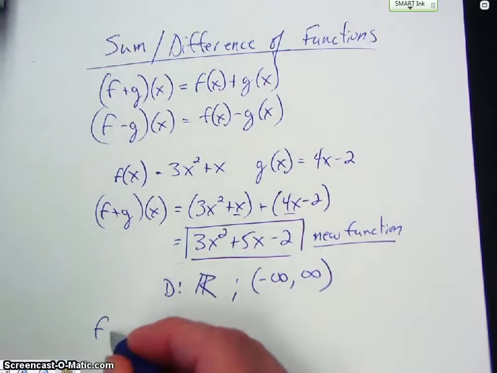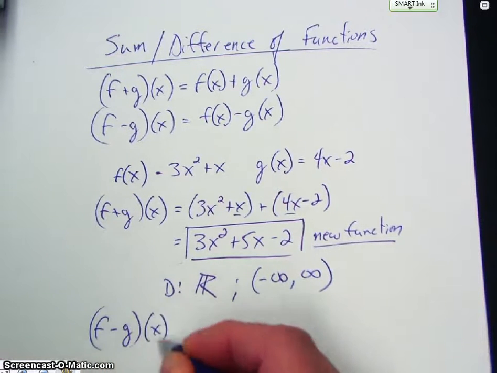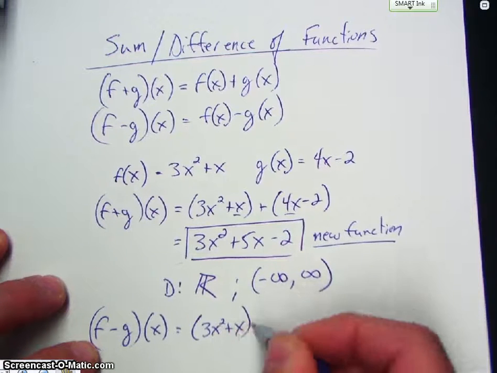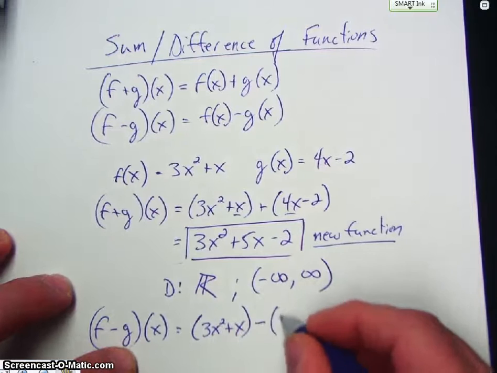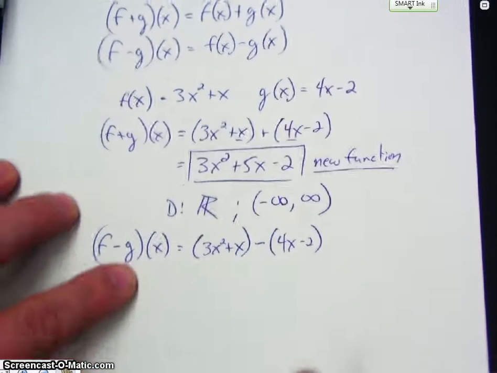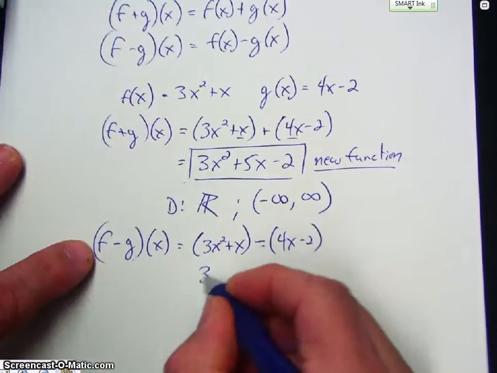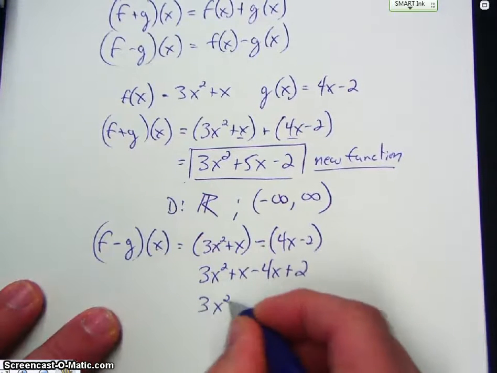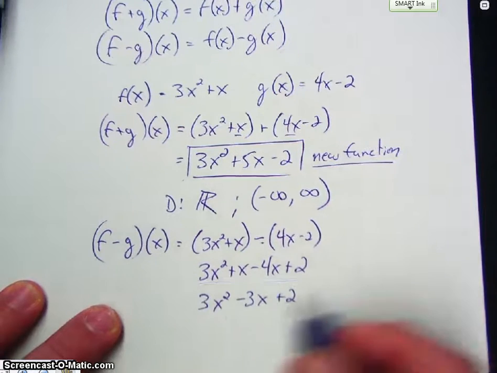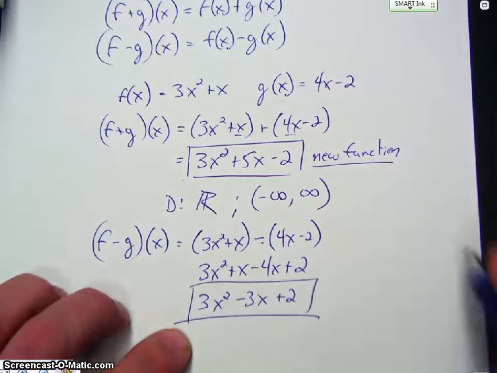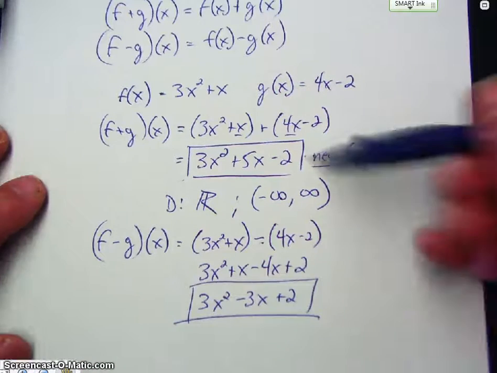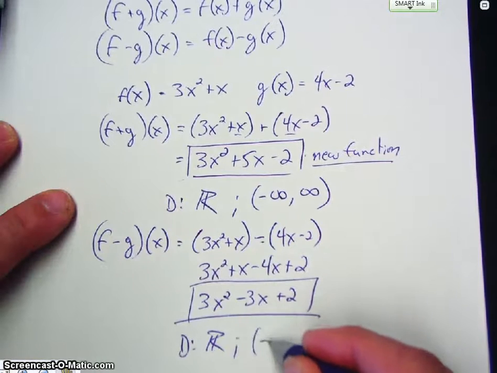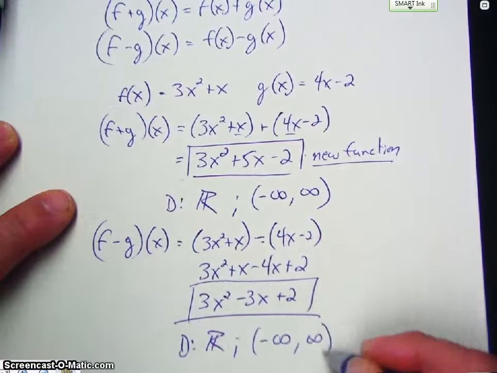All right, let's do this difference. Let's do f minus g of x. Well, take the function of f, which is 3x squared plus x, minus the function of g, 4x minus 2. You notice here I have to distribute the negative and then combine like terms. And here's a new function, and it's different from the previous one. So the domain for this new function is the same thing, still all reals, or in interval notation, negative infinity to infinity.